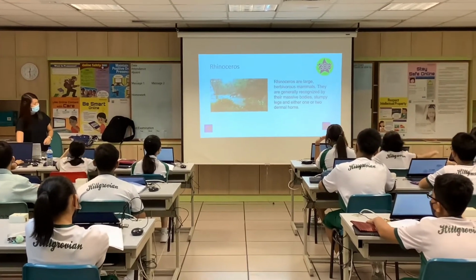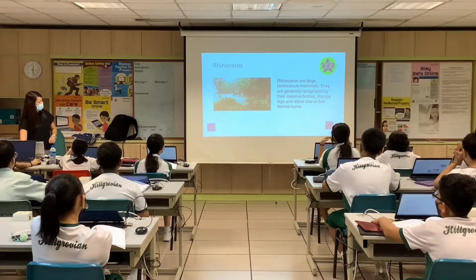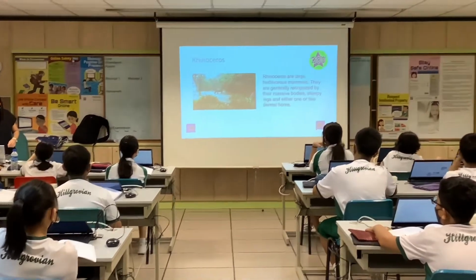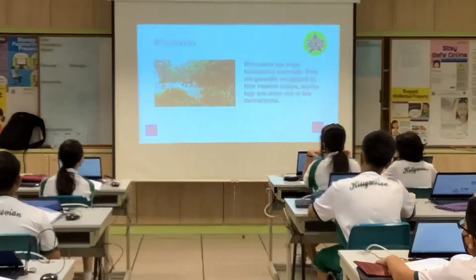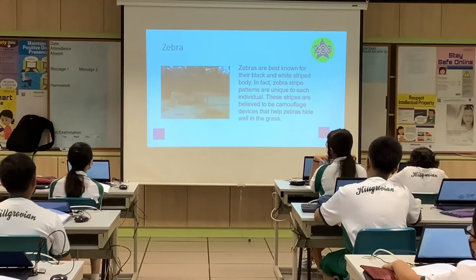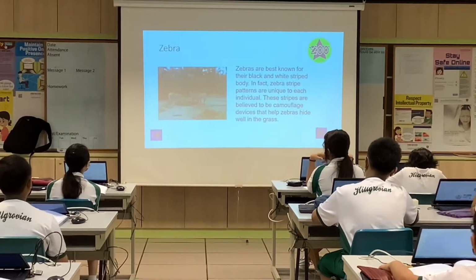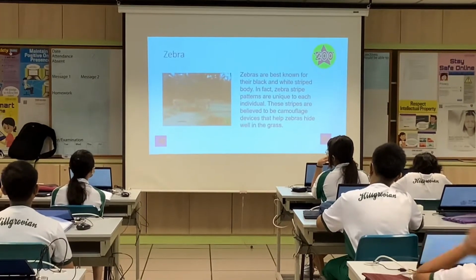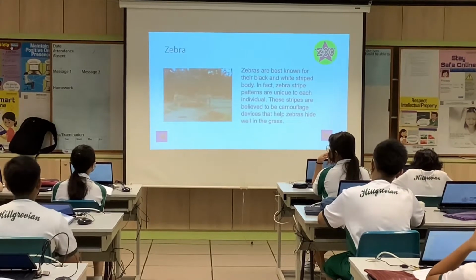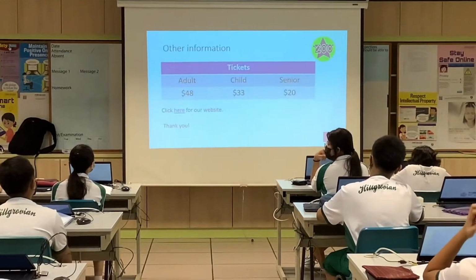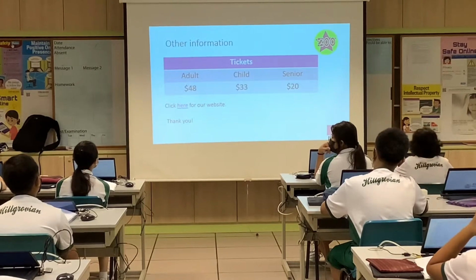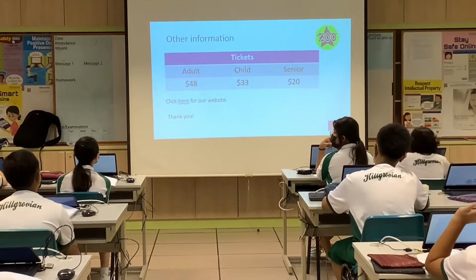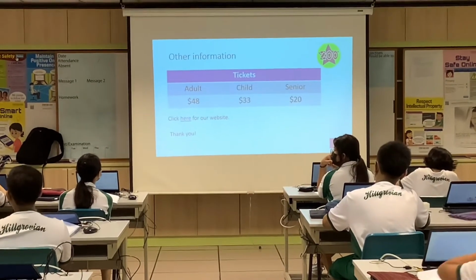Okay, and action button. Remember your action button left and right? How come you cannot see my mouse? Because it's very small, right? So I click on next slide. Using the arrow pointing to the right, it brings me to zebra. And the last slide has a table, and I click here for our website.